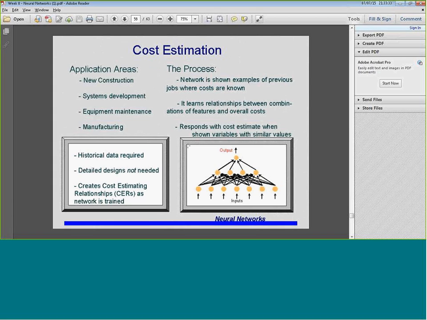New construction. Suppose you were in the construction business and you'd like to figure out whether this construction is going to be delayed or what it's going to cost and so forth. You could predict that. And some construction people are starting to use neural networks.